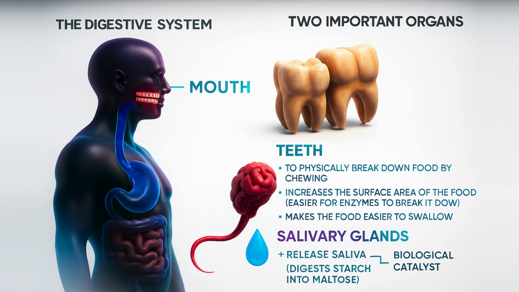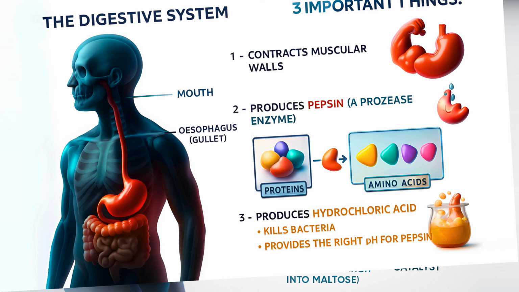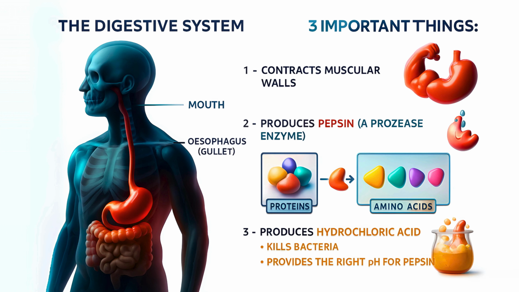up in the process. After chewing, the food is swallowed and passes down a muscular tube called the esophagus, sometimes known as the gullet. Muscles in the walls of the esophagus perform wave-like contractions known as peristalsis, which help push the food down into the stomach.